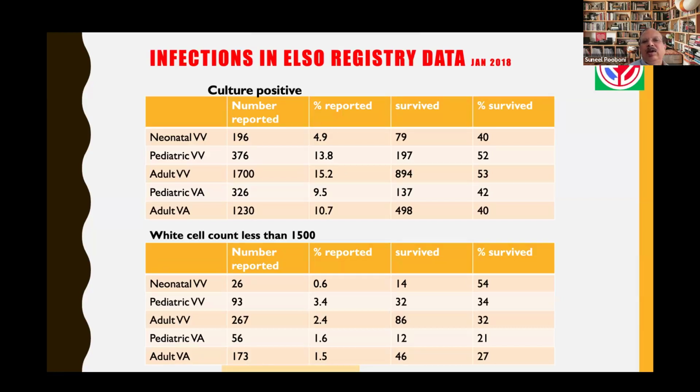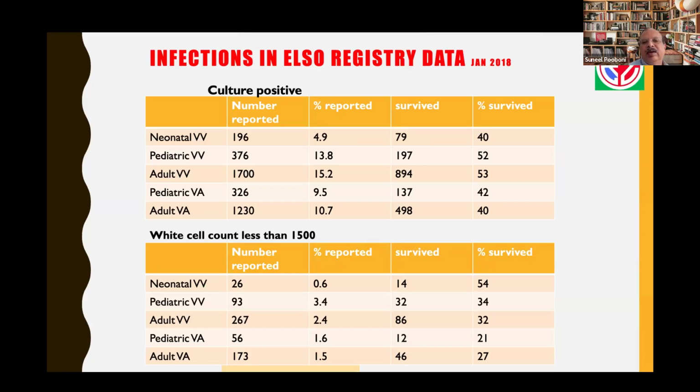So this slide shows the incidence of infections in the ELSO registry data in different populations: neonatal, pediatric, adult, pediatric VA and adult VA, etc. You can see it's a varying number: 4.9 in neonatal, 13.8 and 15.2. From here it looks like a higher percentage in the adult or adolescent population compared to the neonatal population.